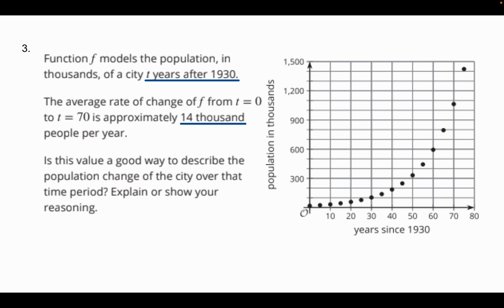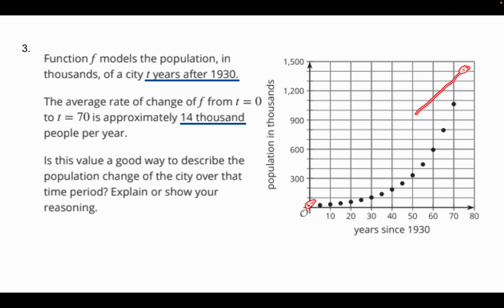Is this a good way? Is this value a good way to describe the population change of the city over that time period? Explain or show your reasoning. So they're giving us a span of 70 years. And they're saying, hey, is that accurate if we describe our average rate of change?